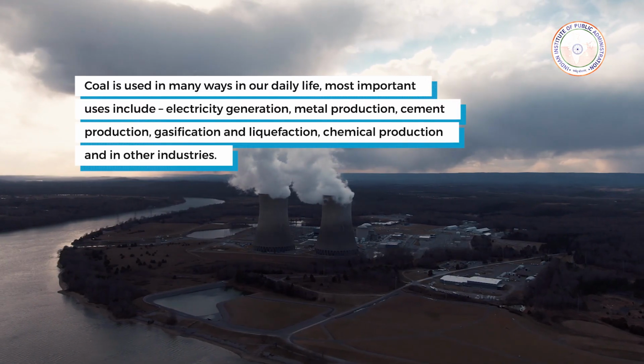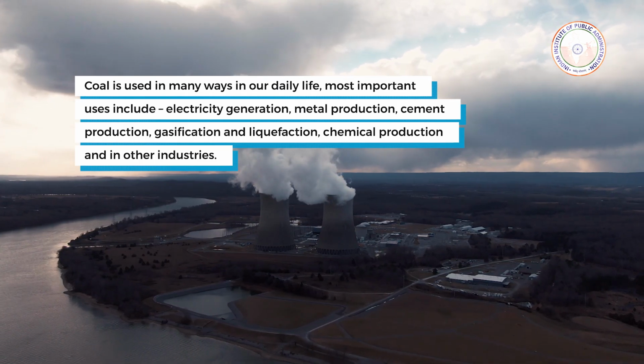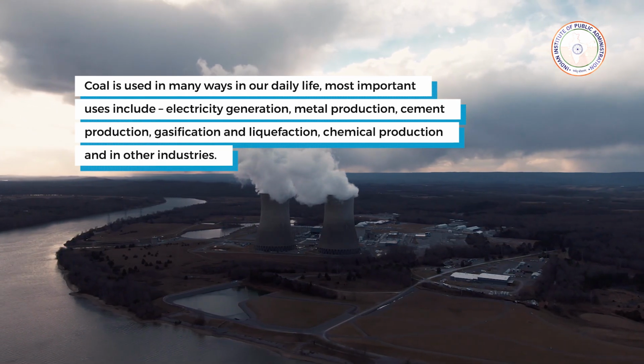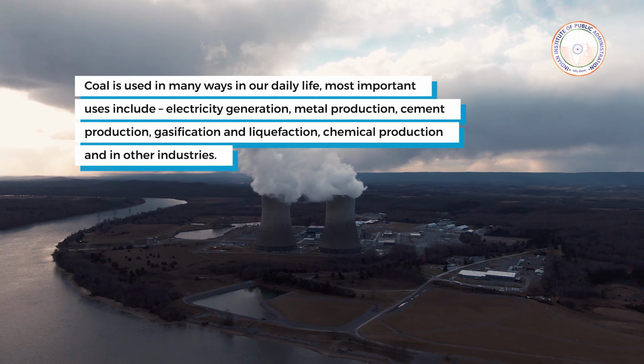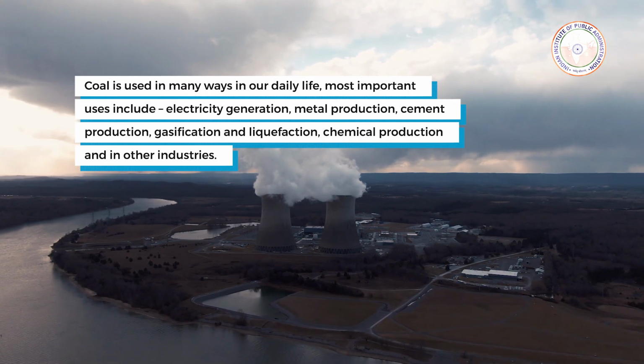Bituminous coal is extensively used as a fuel because of its high heat content and large supplies, and it normally has very high sulfur content. Anthracite is a highly desirable fuel because of its high heat content and low sulfur content, and its supplies are limited in most areas. Coal is used in many ways in our daily life. The most important uses include electricity generation, metal production, cement production, gasification and liquefaction, chemical production and other industries.